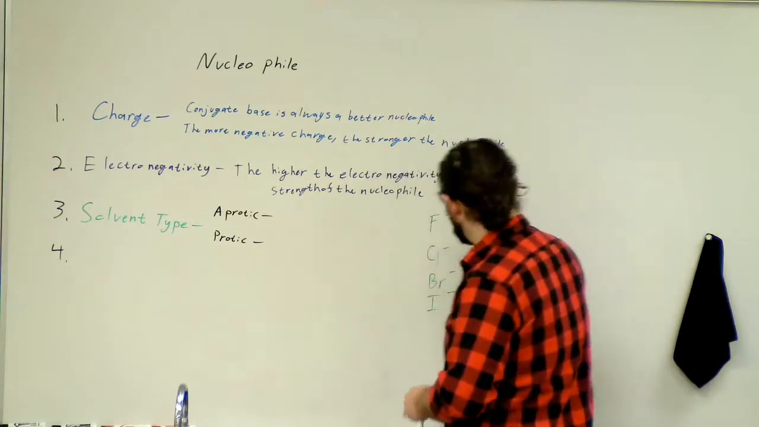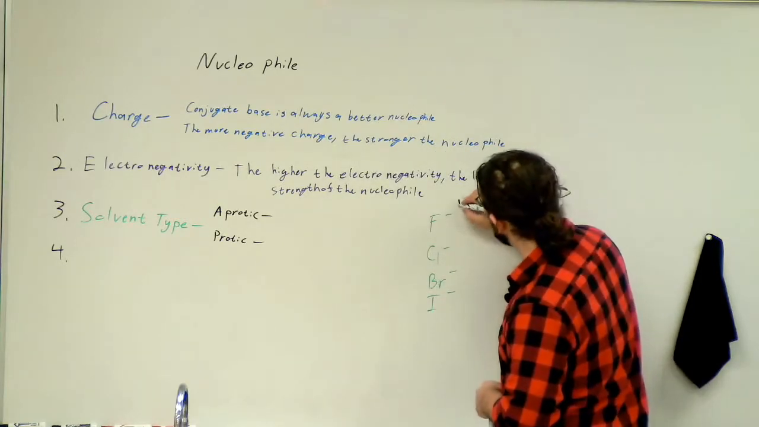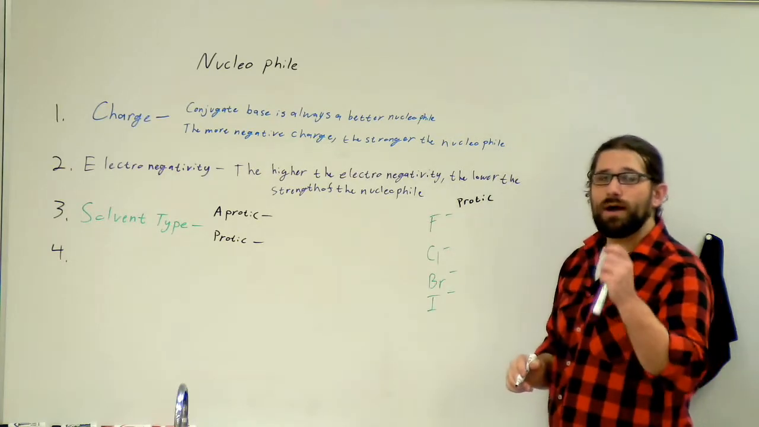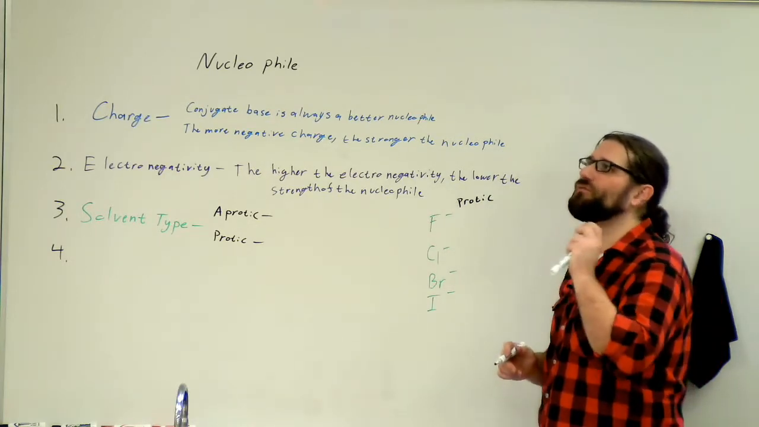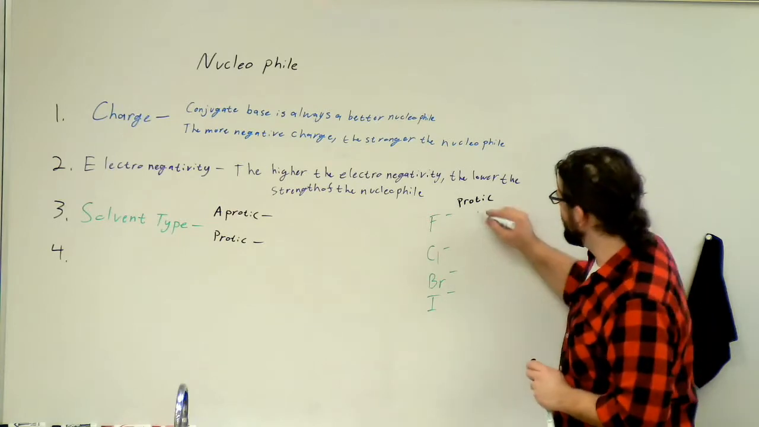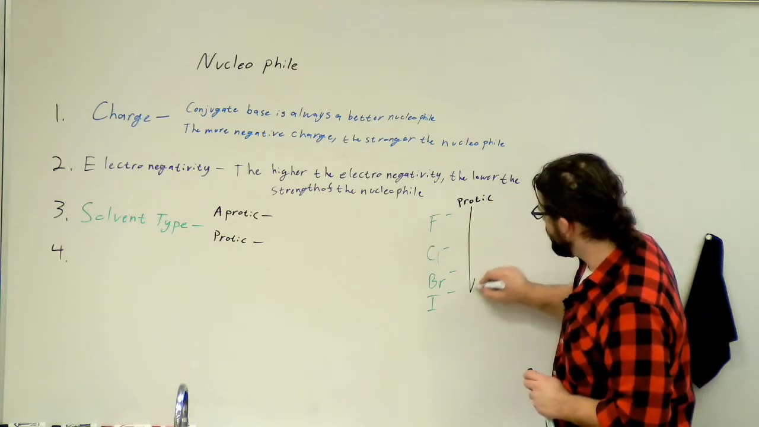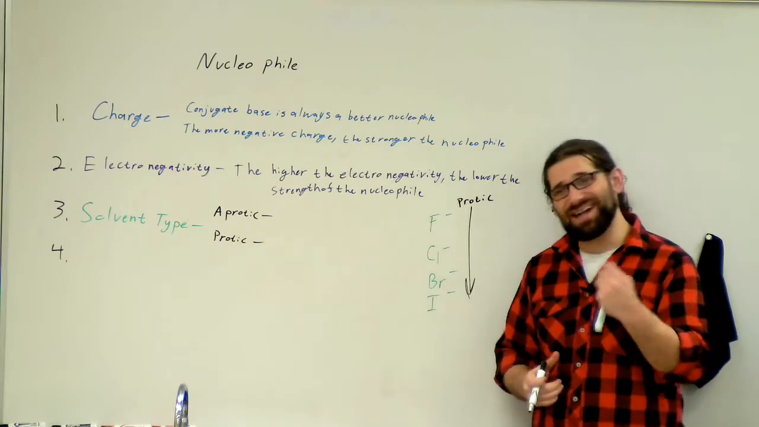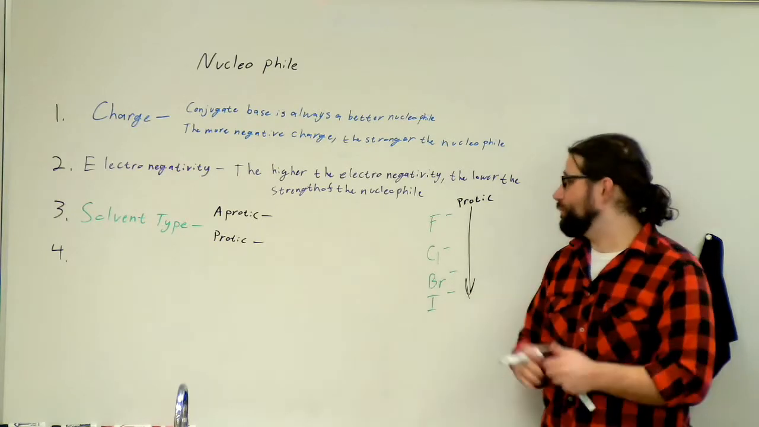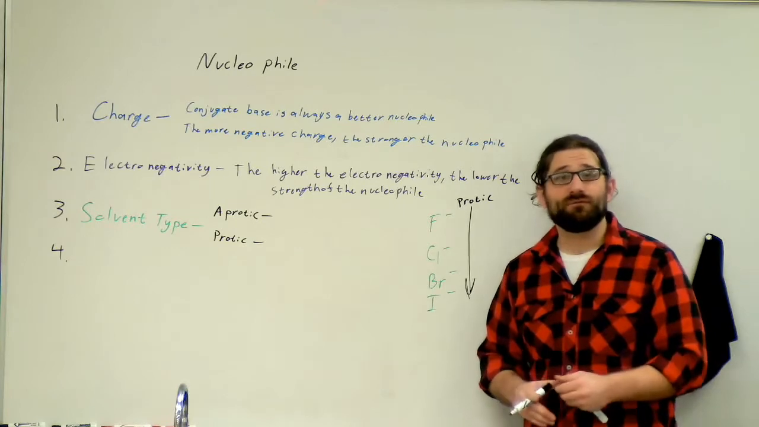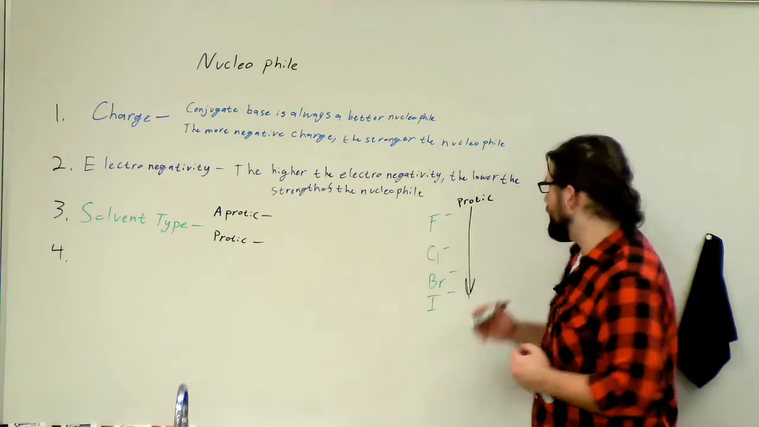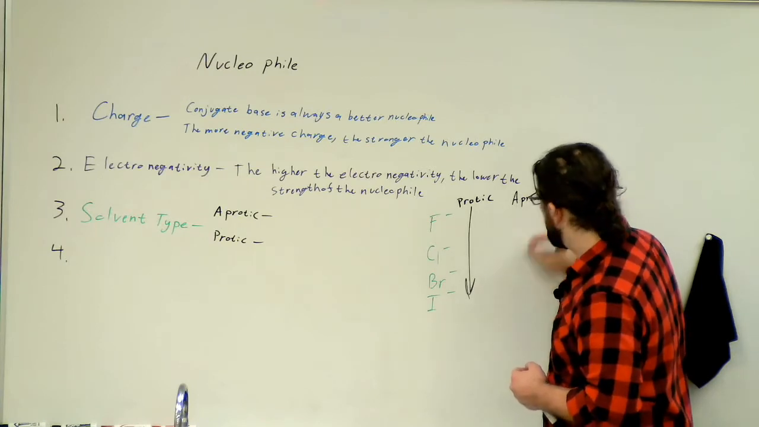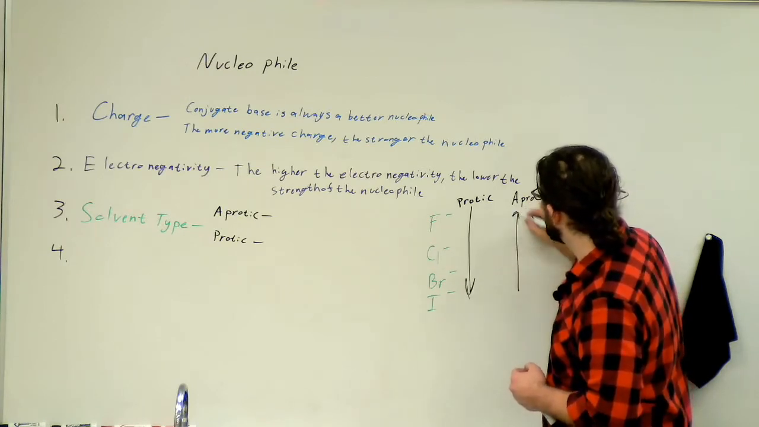So let's write that down. We've got protic solvent and aprotic solvent. In a protic solvent, our nucleophile strength is going to go down the periodic table. However, if we don't have that hydrogen bonding hindering the progress, then we're actually going to follow that same basicity trend. So in an aprotic solvent, we're going to be going up the periodic table.